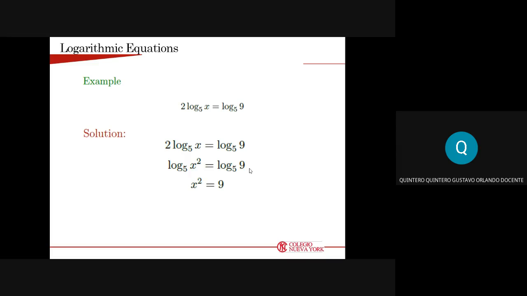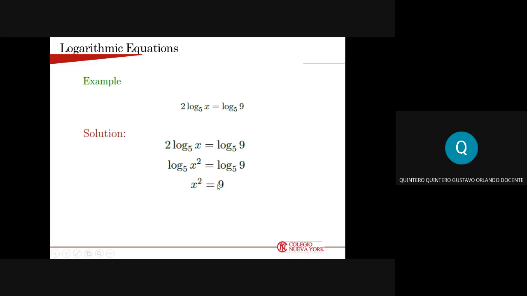So now, this logarithmic equation has no longer any logarithms. What it does have is a quadratic equation. X squared equals 9. Now, you can solve this by factorizing, or you can solve this by doing, how do you call it, the quadratic formula, right? You can do those. Why don't we just move the little 2? Look, that 2 is an exponent, right? If I want to move the exponent, I pass it as a root.